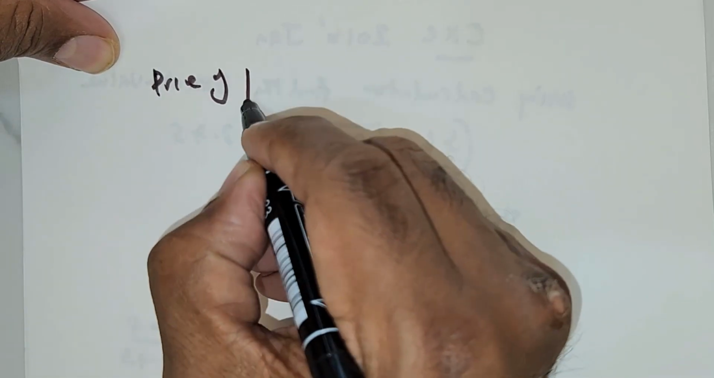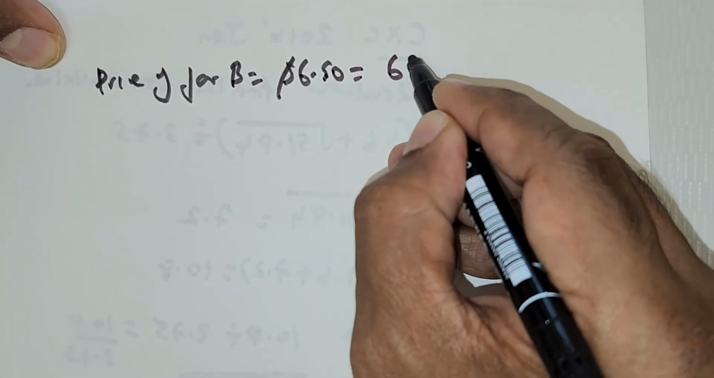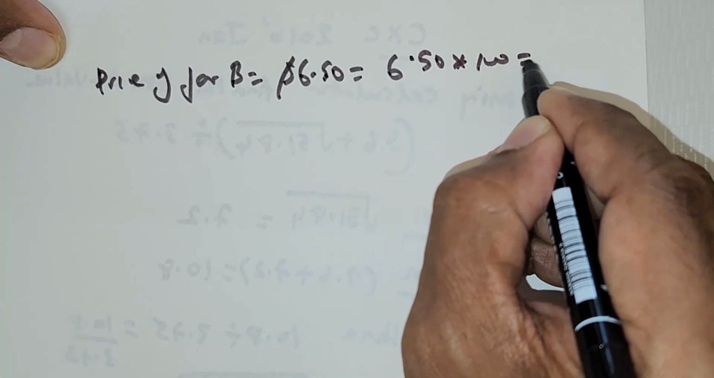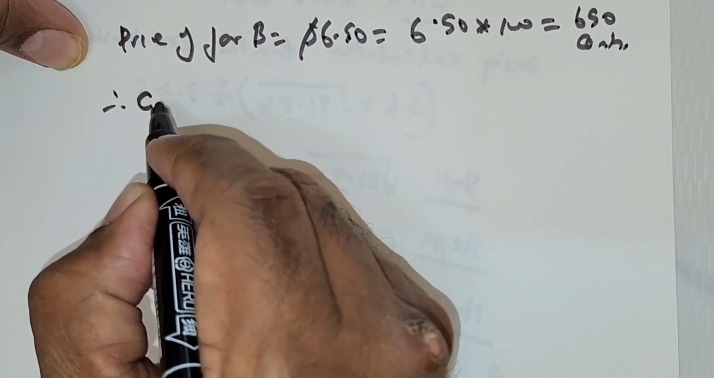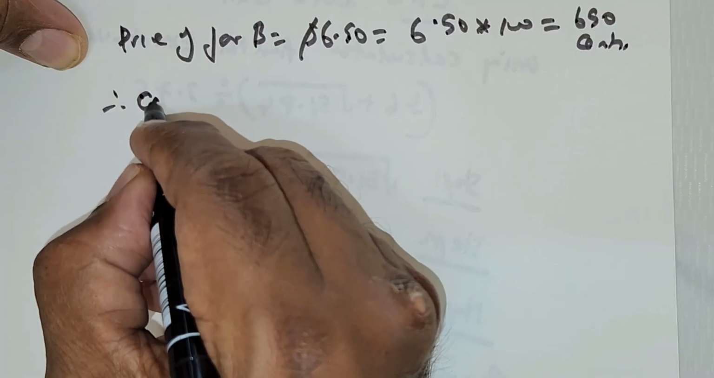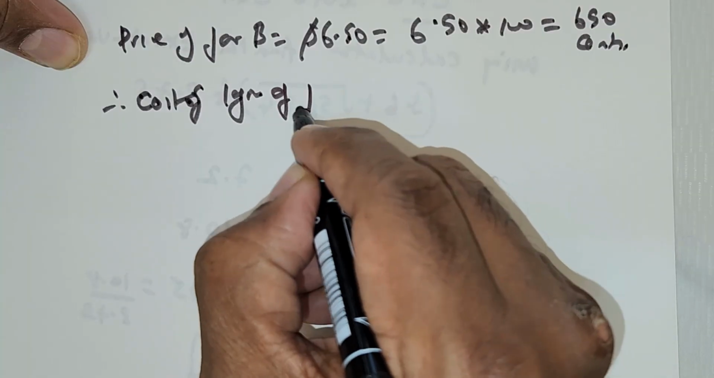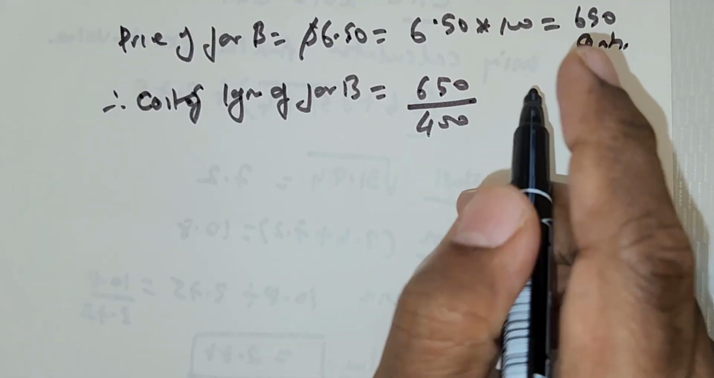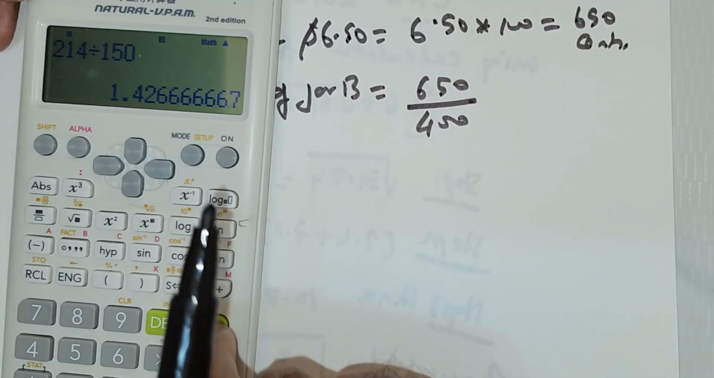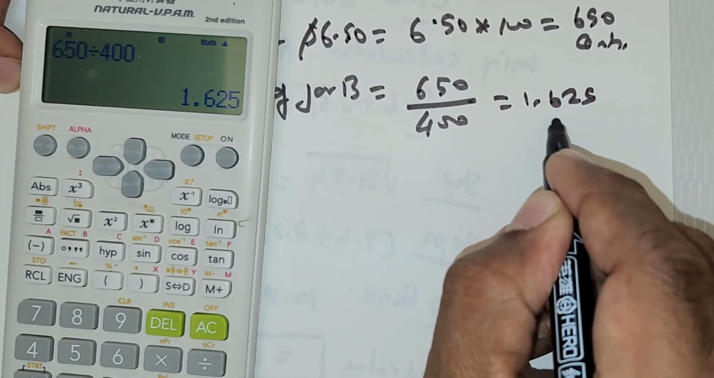The price of jar B is $6.50, which we convert to cents. So 6.50 times 100 is 650 cents. Therefore the cost of 1 g of jar B is 650 divided by 400. So you take the value 650 divided by 400, you get 1.625 cents.